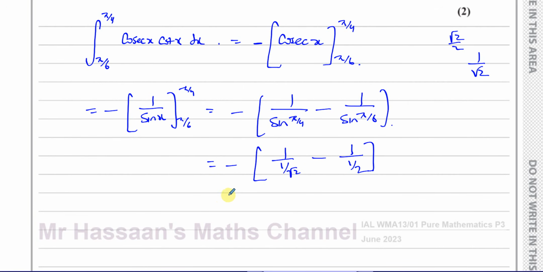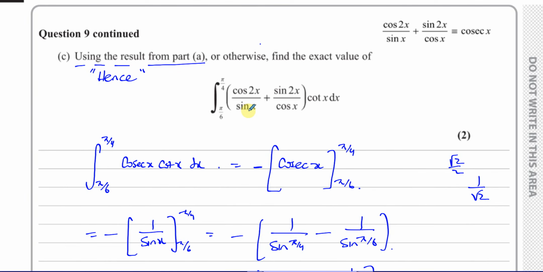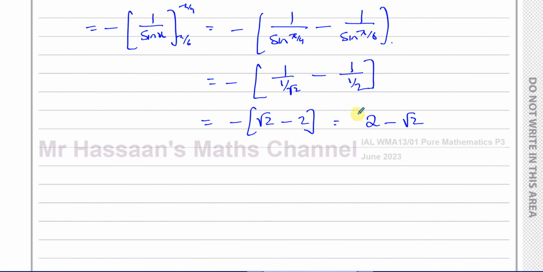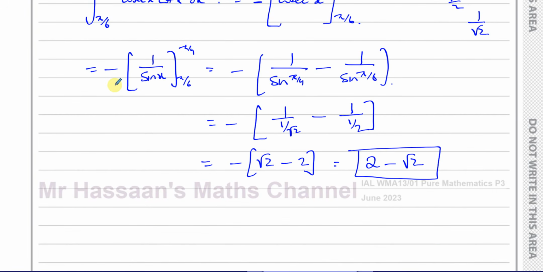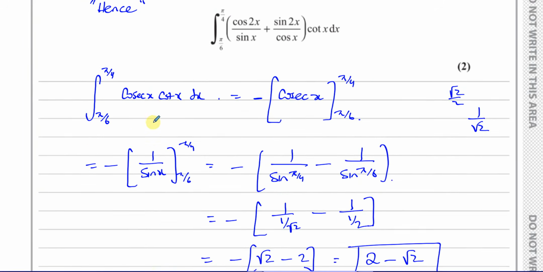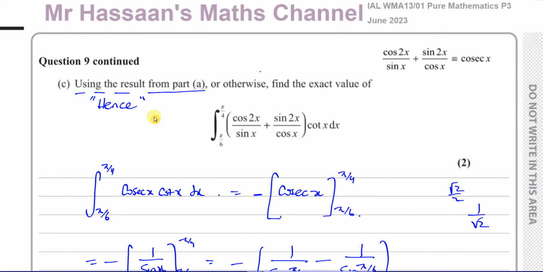So we can see here, this is going to become minus, you're going to have root 2 minus 2, so you end up with 2 minus root 2. Because the reciprocal of 1 over root 2 is root 2, the reciprocal of a half is 2, the minus will change the sign of the root 2 and the negative 2. 2 minus root 2 is the exact value of the integral of this. And there we have the answer, 2 minus root 2. And that concludes question number 9 from this paper, on P3 of June 2023.